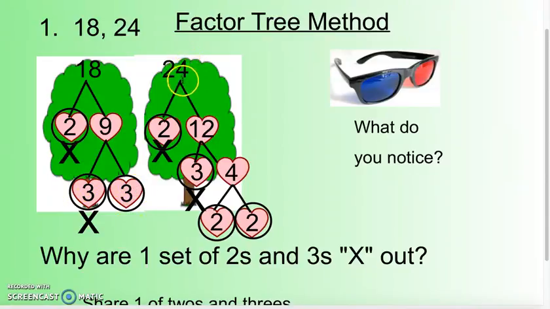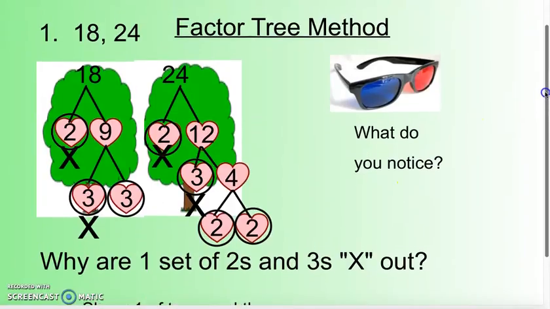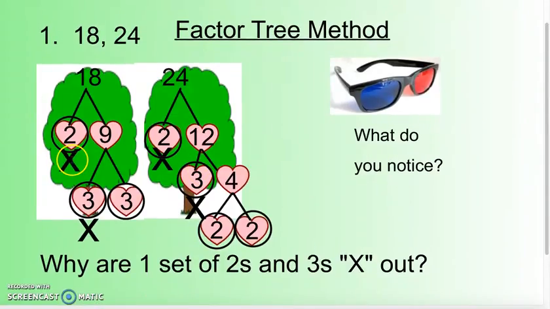And then I did the same thing on the 24 side. So 2 times 12, and then I stopped and circled the 2. Then 3 times 4 is 12, and I stop and circle the 3, it's a prime number. And then lastly, 2 times 2 is 4, so those are prime numbers. And so what do you notice? Why do you think that there is a 2 that's x'd out on both of them and a 3 that's x'd out on both of them?